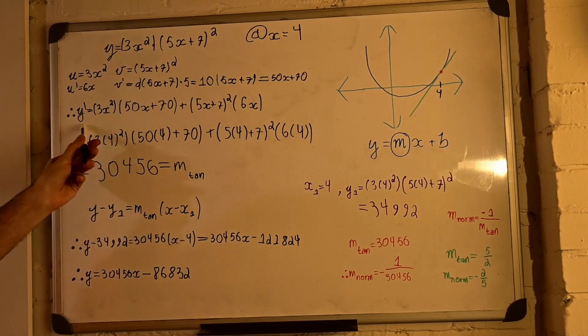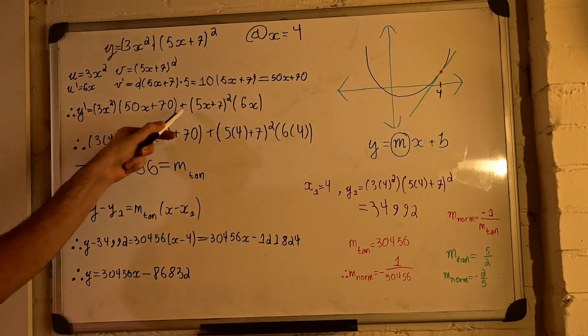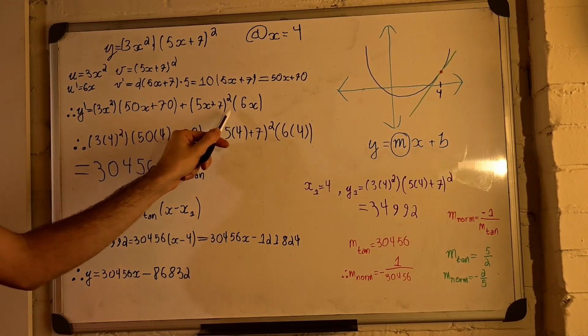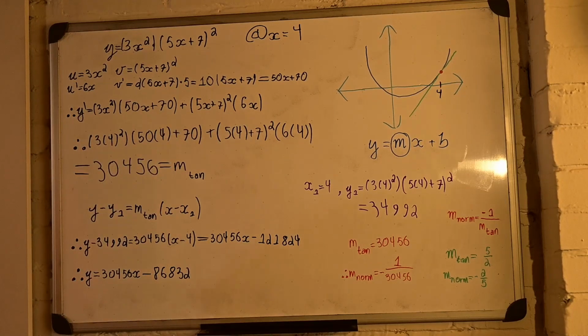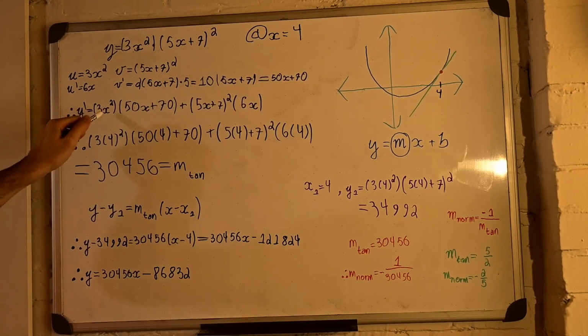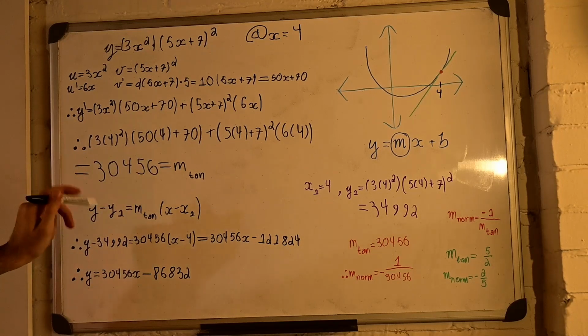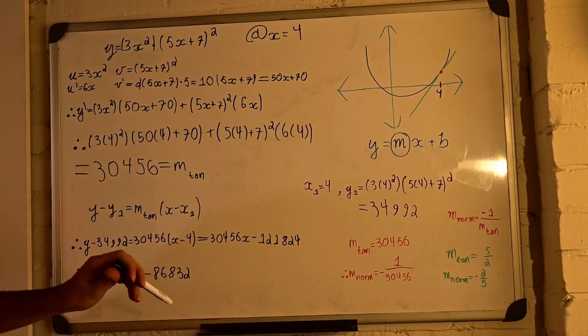Apply the product rule. y prime is equal to u times v prime plus v times u prime. And so we get this equation. So now with this derivative, we can find the slope of the tangent line at any point of our equation. In this case, we want to find that at x equals 4. So we plug in 4 for all the x values, and we get this big number, 30456. And this number is our slope of the tangent line at x equals 4.